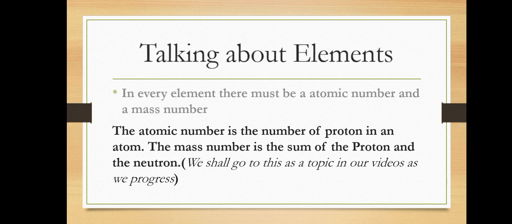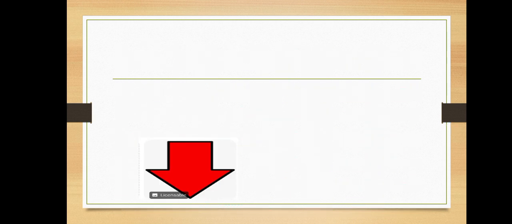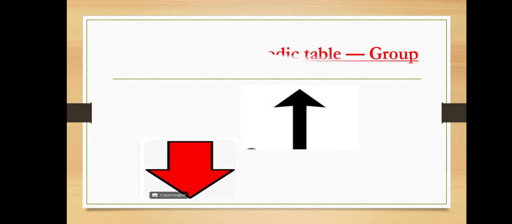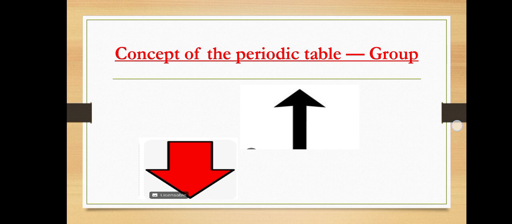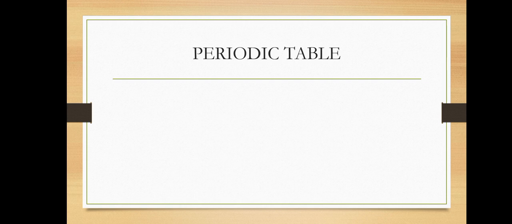Now, that's for talking about elements. Now, the concept of the periodic table. The group is the up and down movement of the periodic table. That's what we refer to as the group. When we are talking about a period, it is left and right. If a group is vertical, then a period is horizontal, the left and right movement.